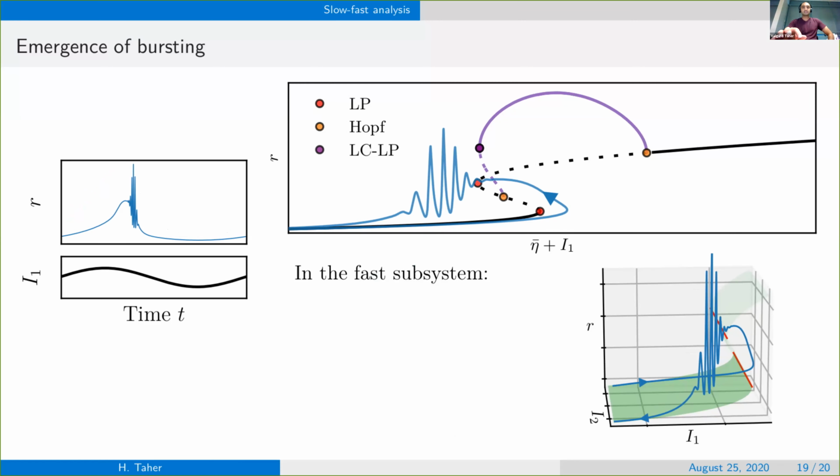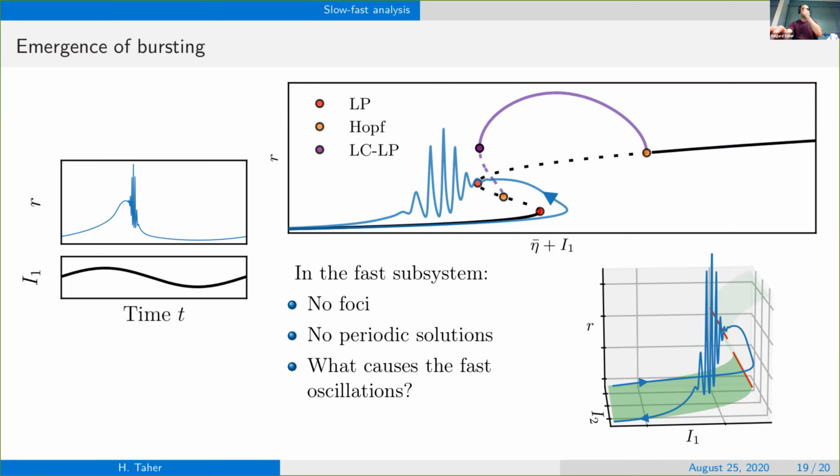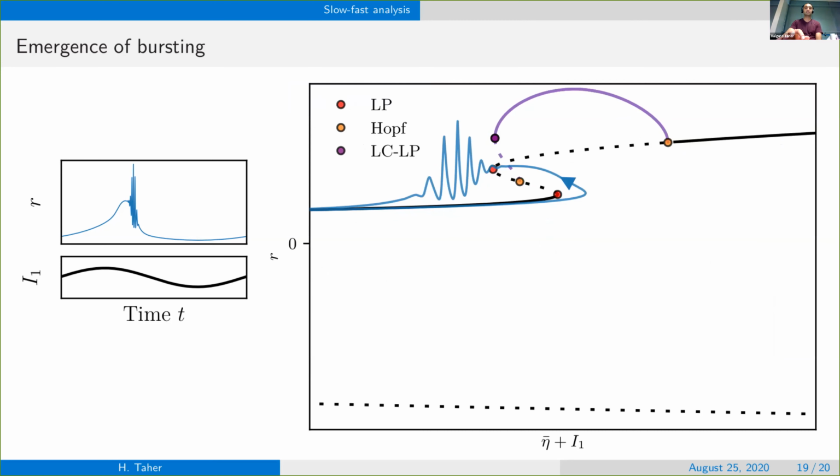And it is a bit surprising that we have these oscillations, because in the fast subsystem in this region, there are no foci. There are no periodic solutions, because the only periodic solutions, the limit cycles, are this purple bit. So what causes these fast oscillations? To answer this question, it's a bit tricky. We have to consider equilibria which are a bit unphysical because they are at negative firing rates. A population cannot have negative firing rates, of course, but in the neural mass, these equilibria exist.